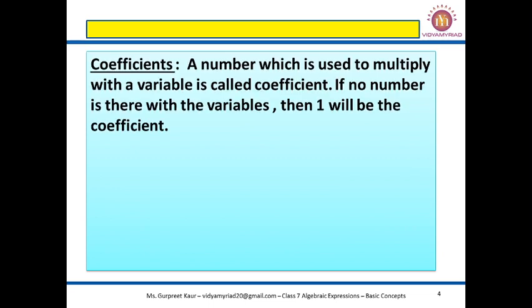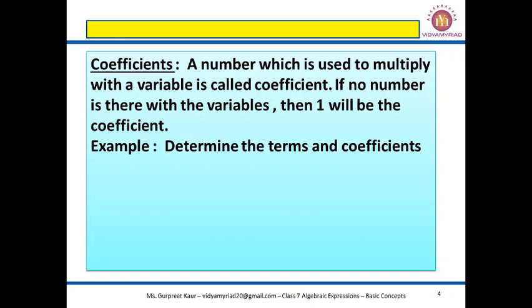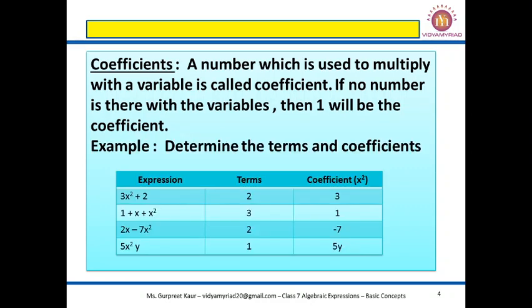Next important thing is coefficient. A number which is used to multiply with a variable is called coefficient, and if there is no number with the variables, then 1 will be the coefficient. Let us understand with the help of these examples.